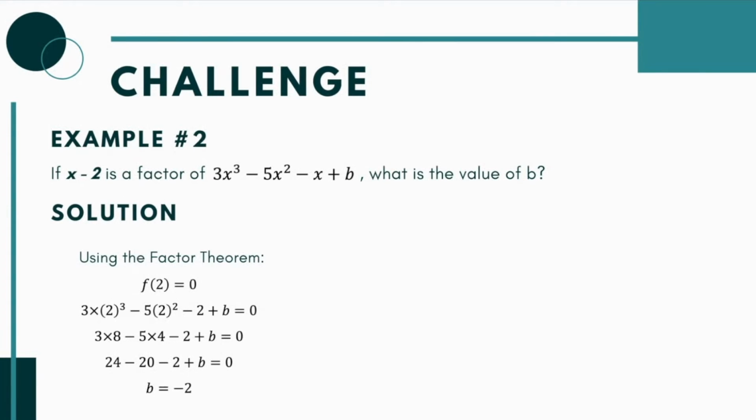For our second example, if x minus 2 is a factor of 3x cubed minus 5x squared minus x plus b, we need to find the value of b. And we can use the factor theorem to solve this. So if x minus 2 is a factor of this cubic polynomial, we know that if we plug 2 into the cubic polynomial, we'll get 0. So using that, we get 3 times 2 cubed minus 5 times 2 squared minus 2 plus b, which is the result that we get when we plug in x equals 2, equals 0. And through algebraic manipulation, we arrive at the result that b equals negative 2.